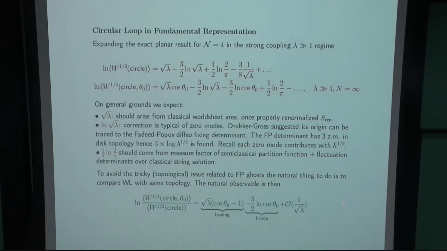And we end up with 2 pieces. One is the leading piece, the other one is a subleading. This is leading in big lambda. This should be captured by the classical surface, and this should be reproduced by computing determinants.